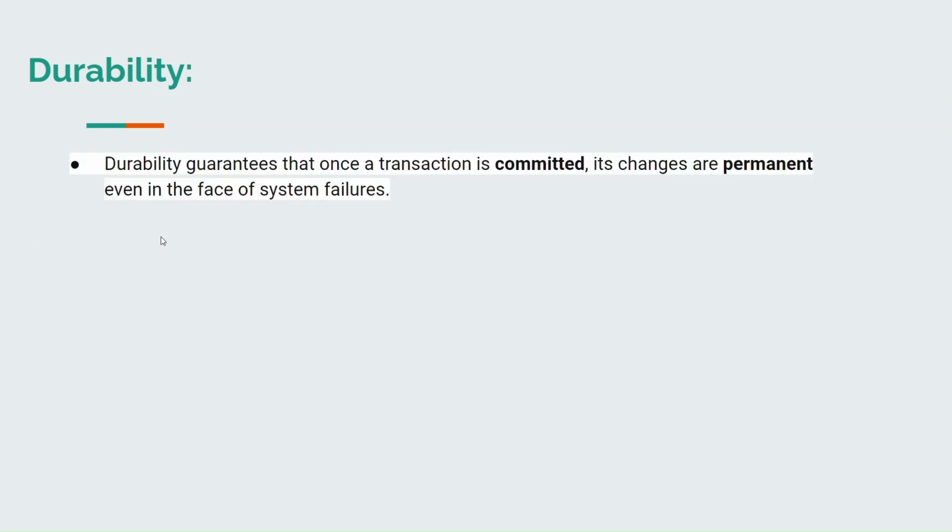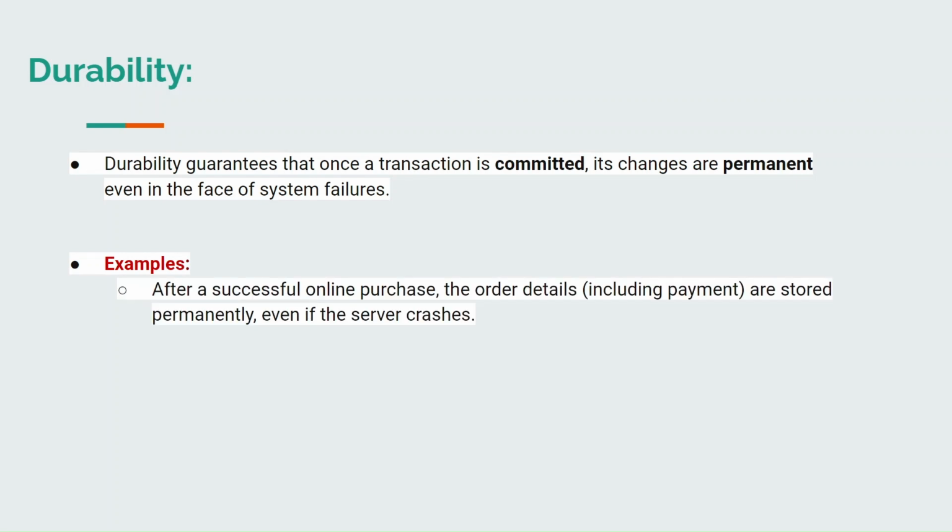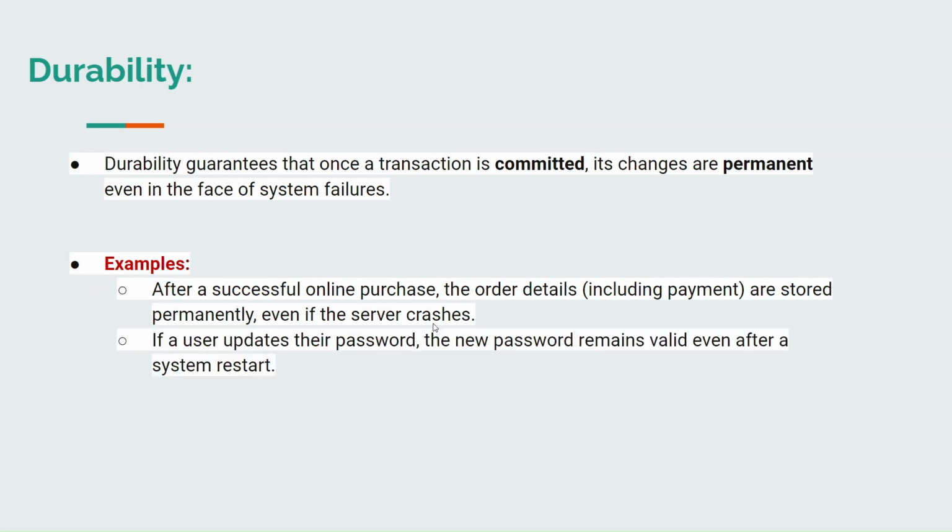The last and fourth is durability. This property guarantees that once a transaction is committed or marked as successful, the changes are permanently stored in the database, even if a failure occurs in the system after a commit. An example is a successful online purchase: once you have placed an order on an e-commerce site, the order details are stored permanently even if the server crashes. Or if a user updates their password, the new password remains valid even after a system restart.